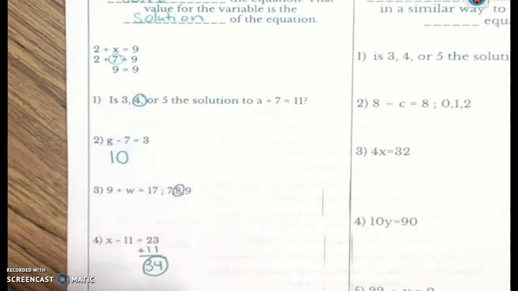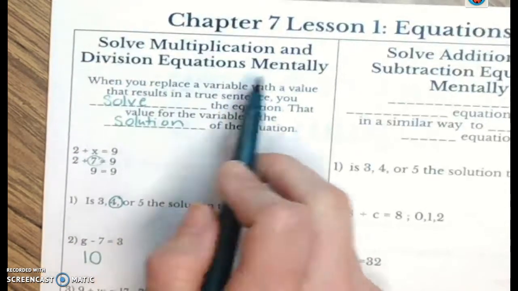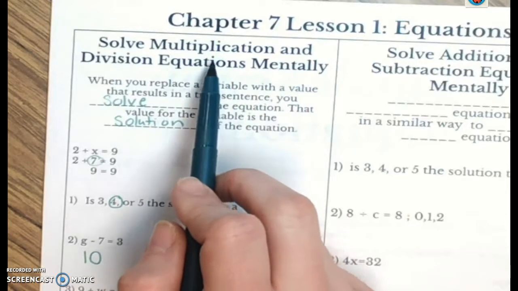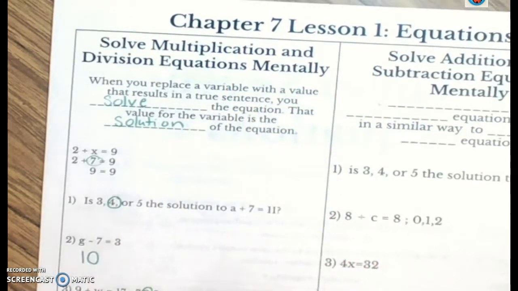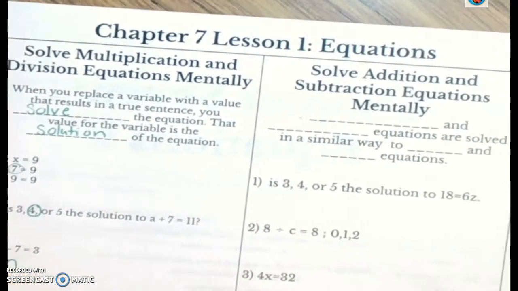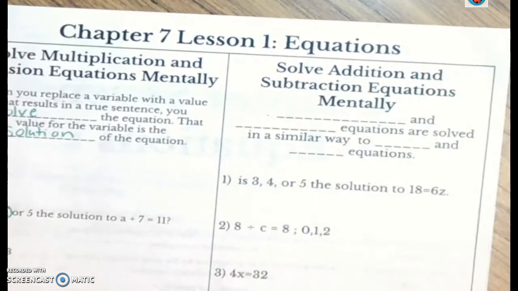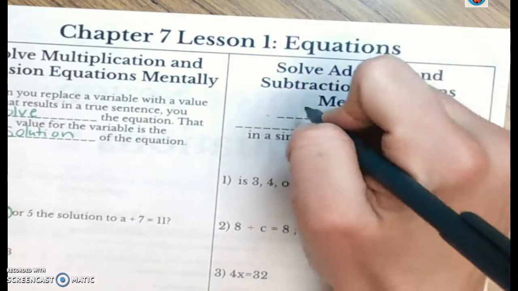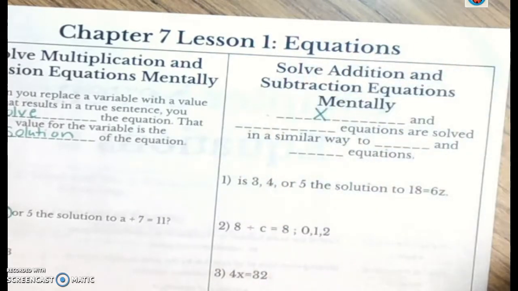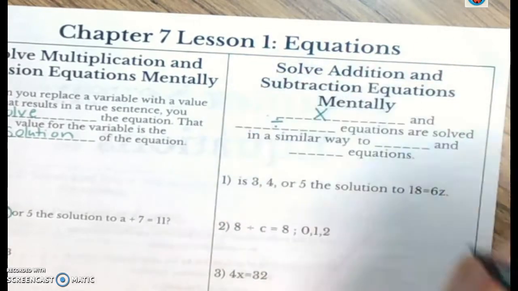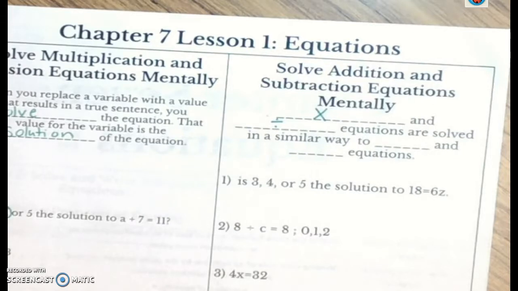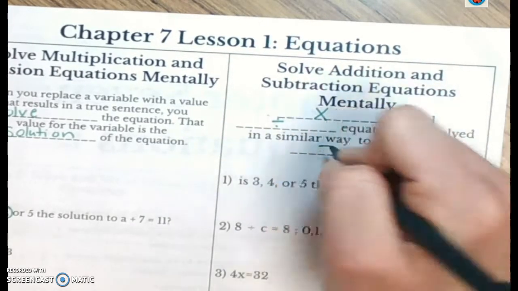So this was, I had these two backwards. This should say solve addition, and that should be multiplication. But I think we'll be okay. So now we're really going to be solving multiplication and division. Multiplication, I'm just going to put a multiplication sign, and division equations are solved in a similar way to addition and subtraction.